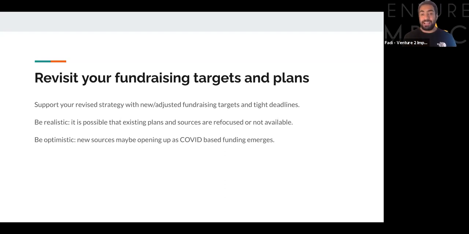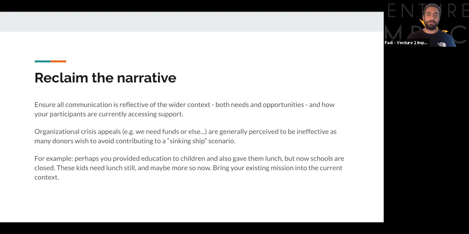Be realistic, things just have changed. We're not where we were at the beginning of 2020, and some sources of funding might not be there anymore or might have refocused. So just be honest and be realistic around these things. And then also be optimistic. New sources of funding are opening up with COVID emergency response. So look into that and see how you can tap into these sources of funding for your organization.